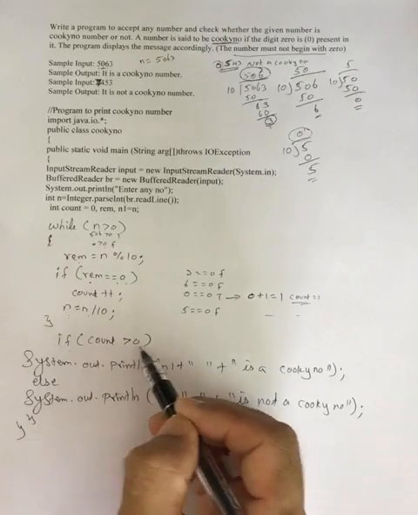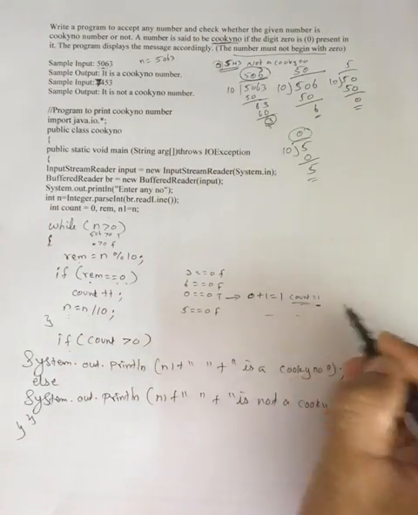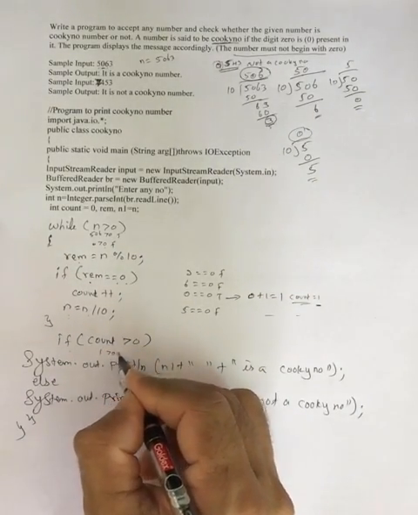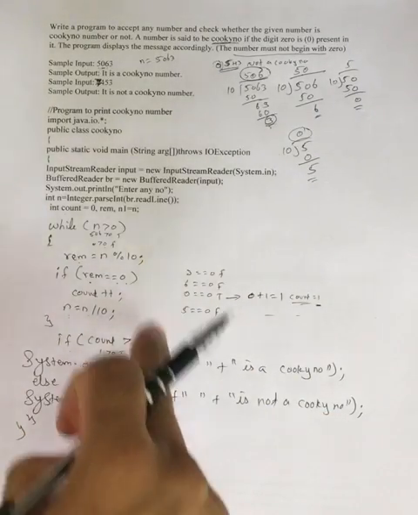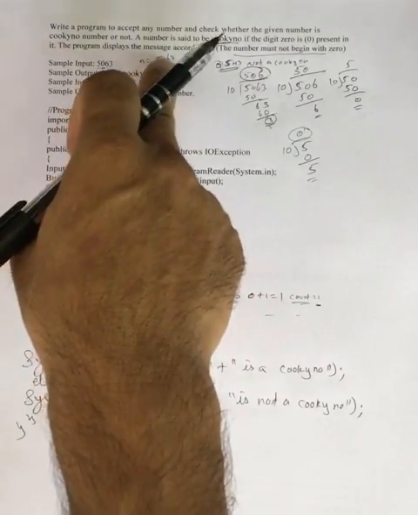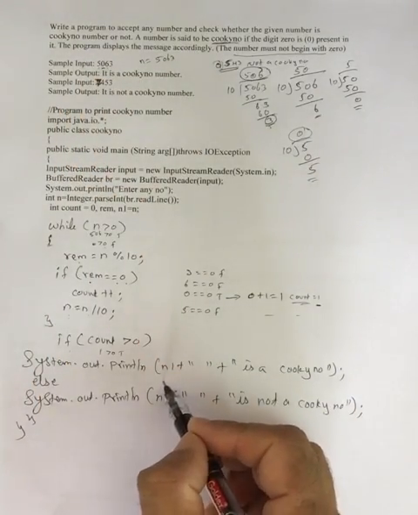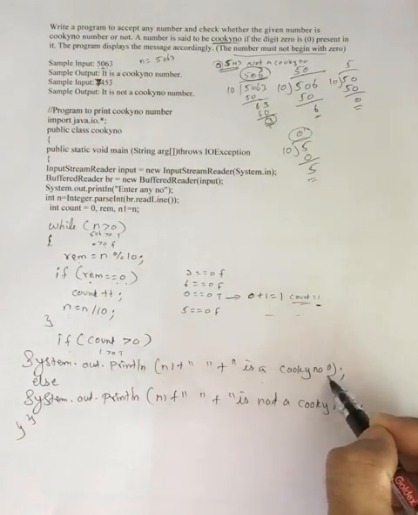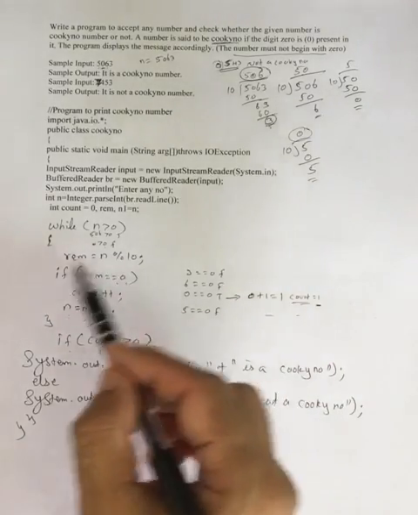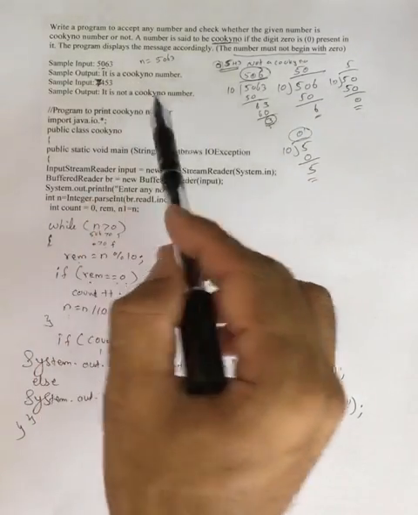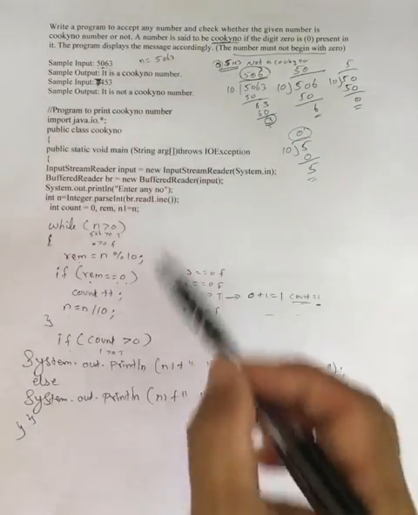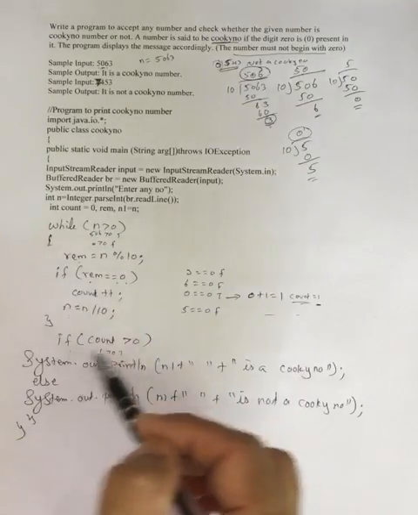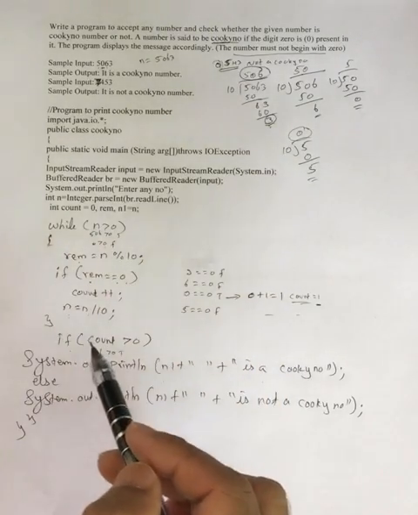If count is greater than 0, what is count here? 1. So 1 is greater than 0. Yes, the condition is true. So n1 is what here? We have stored the original number, that is 5063. 5063 is a Cooky number. Like this, with this coding you try for the next number and this number which I have given also. So you will understand this coding very well in a very easy program.